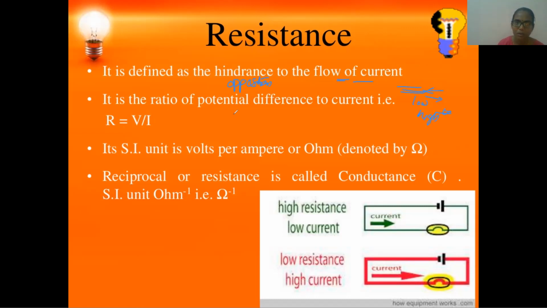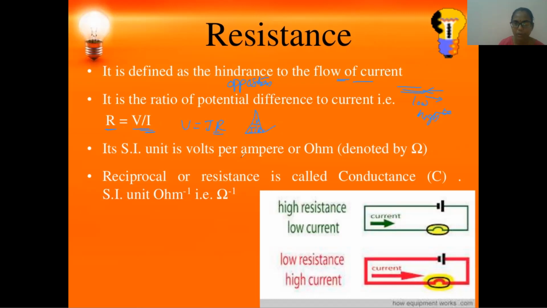And the ratio of the potential difference to the current gives the resistance: R is equal to V by I. You know V is equal to what, children? It is IR. We want to find R. Remember the triangle, V, I, R. So how do you find R? This one: V by I will come. So the SI unit of volt.